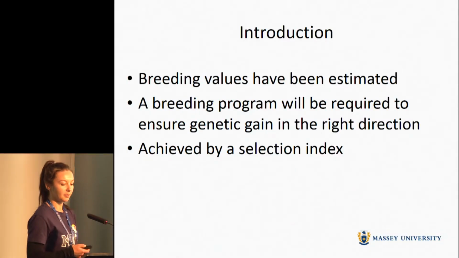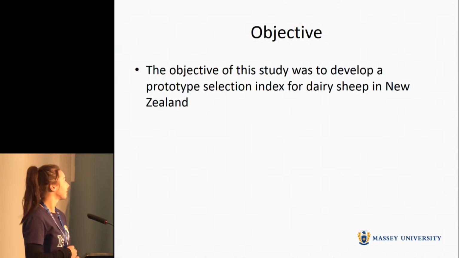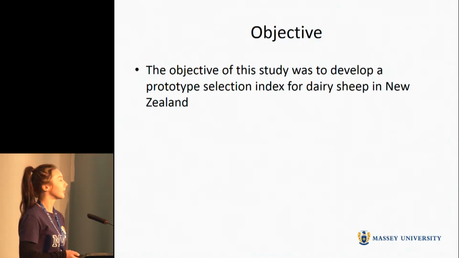As discussed by the previous speaker, the genetic evaluation enabled the estimation of breeding values. However, a breeding program is required to ensure that genetic gain occurs for each of these traits in the right direction. This can be achieved through a selection index. Therefore, the objective of this study was to develop a prototype selection index for dairy sheep in New Zealand.